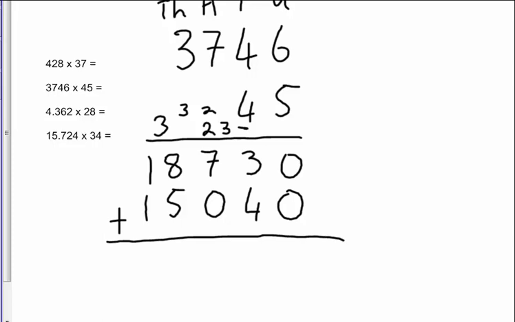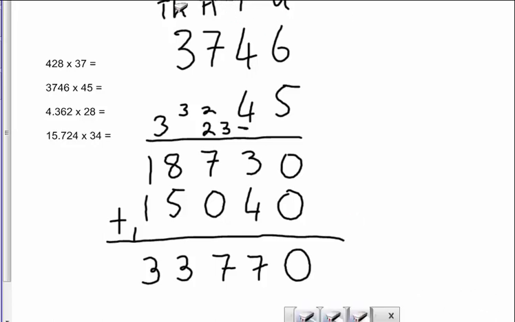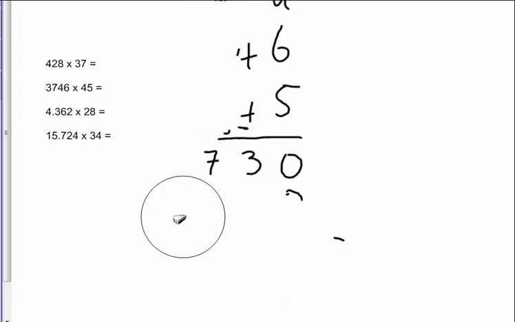the total value. So 0 plus 0 is 0, 4 and 3 is 7, 0 and 7 is 7, 5 and 8 is 13, put down my 3 and carry my 1, 1 and 1 is 2, plus the 1 I carried across gives me 3. And so my answer in this case is 33,770. Okay, so I'm going to clean this off again, and we're going to look at the third example.